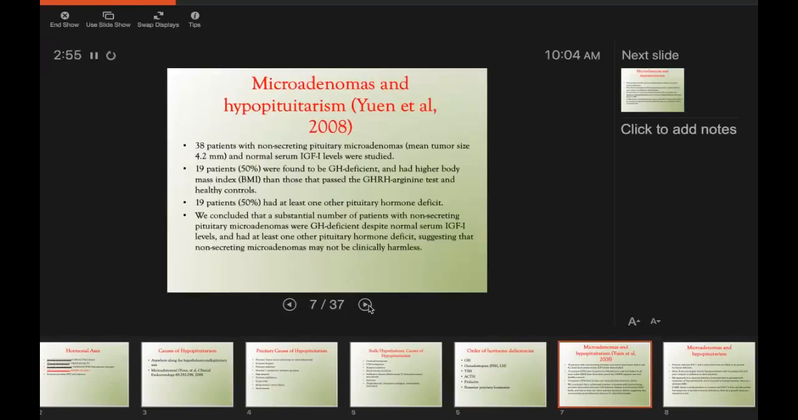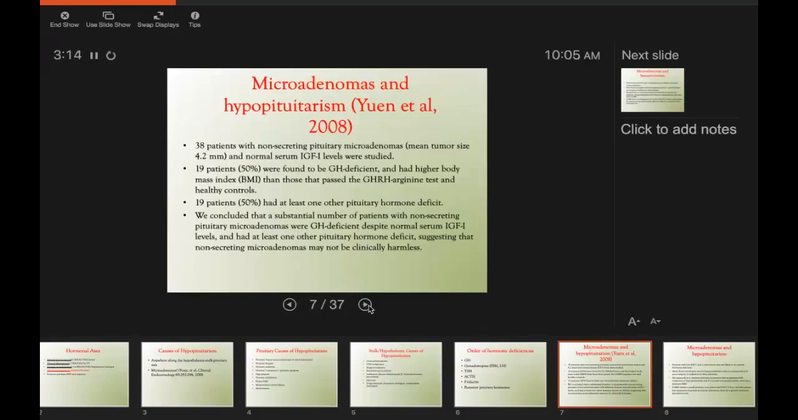They had a higher body mass index, meaning they're more overweight. Then we also did a growth hormone releasing hormone arginine test, and the patients that were growth hormone deficient weighed more than those that passed the test. Fifty percent, 19 patients, had at least one other pituitary hormone defect, thyroid or testosterone, for example.